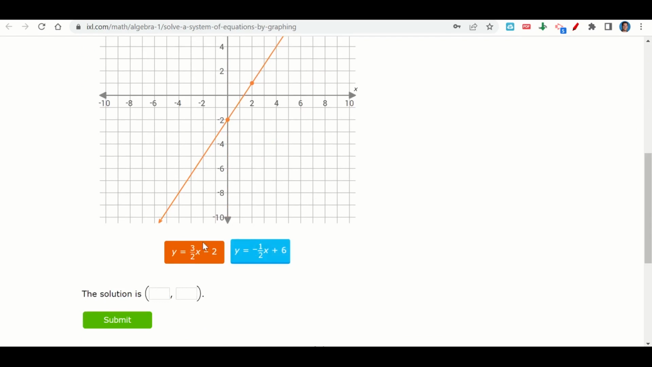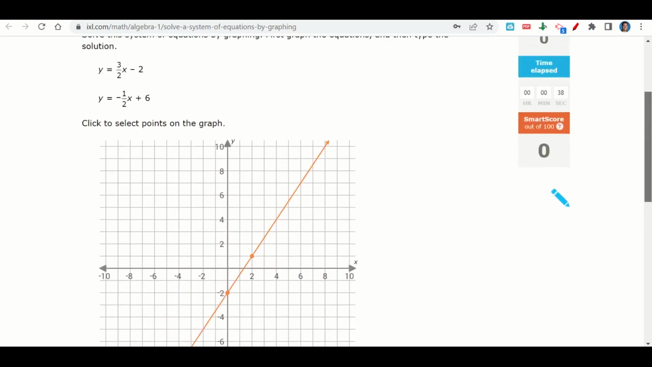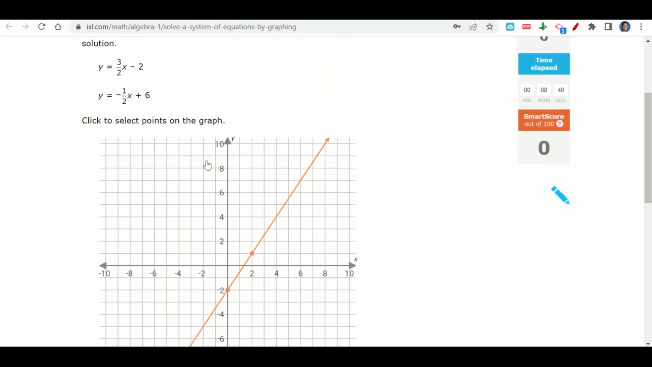Now to plot the second one, I'm going to scroll down to this part, and I'm going to click on this blue one here, and that will allow me to graph that equation. So it has a y-intercept at 6, so I'm going to go here to 6. And a slope of -1/2, so I go down 1 to the right 2 and plot my point.